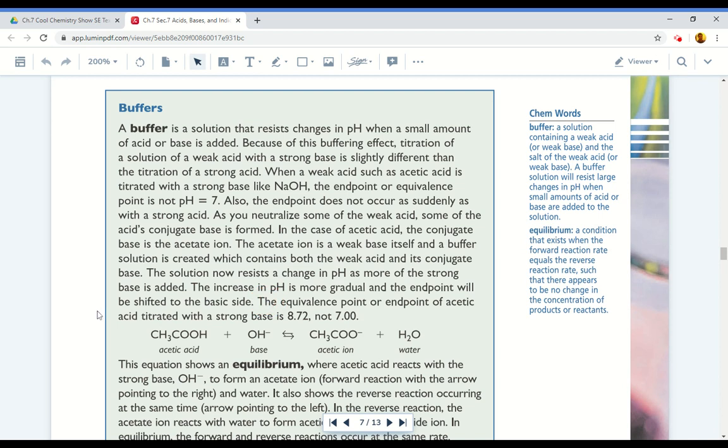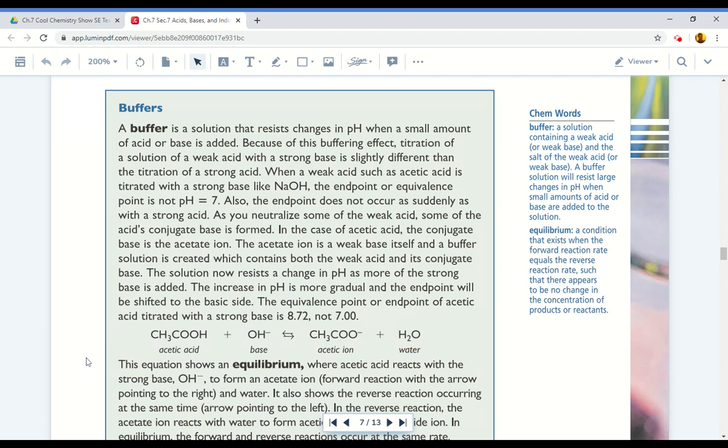The equivalence point or endpoint of acetic acid titrated with a strong base is 8.72, not 7. Okay, so you have your acetic acid, which is derived from vinegar. Then you have your base, acetate ion, and water.